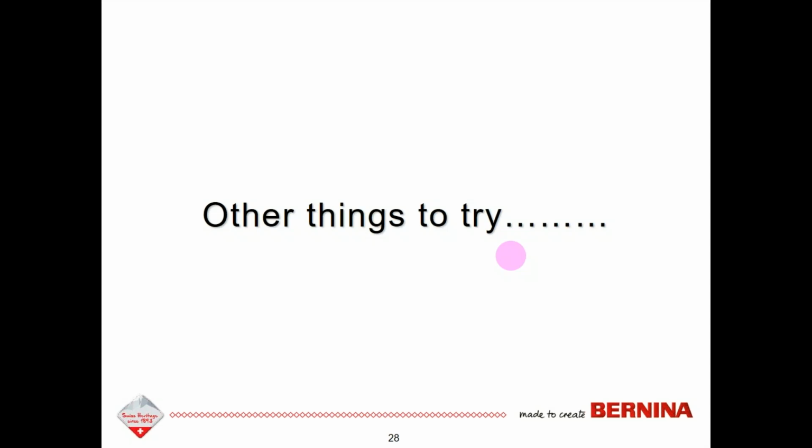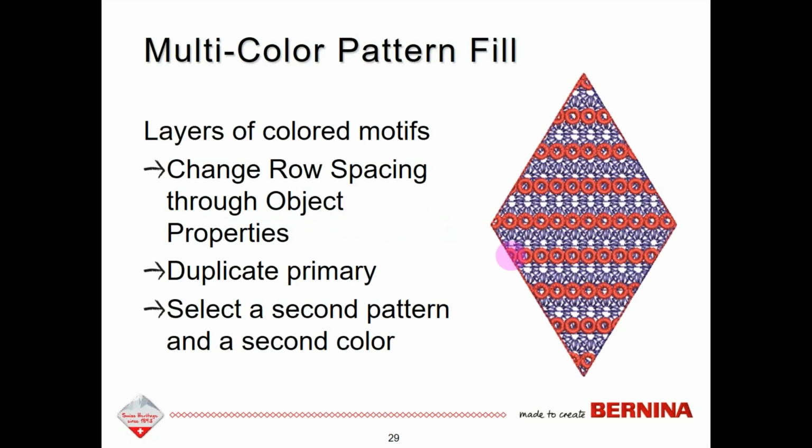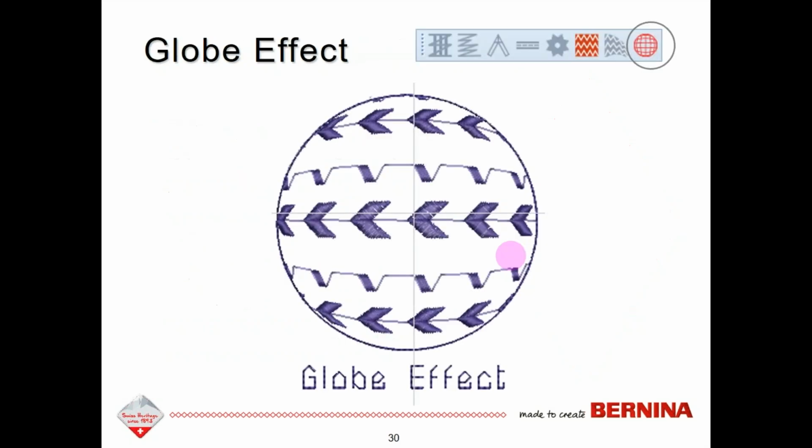Some other things that you might want to try is a multicolor pattern fill. And this one you cannot achieve with the alternating pattern runs. What you would have to do is duplicate the object and change the row spacing of each object. And then you can change the underneath object to be one color, the object on top to be another. So this is duplicating a pattern. It is not alternating pattern fills, but it's the same basic process, except you have to have two different layers.